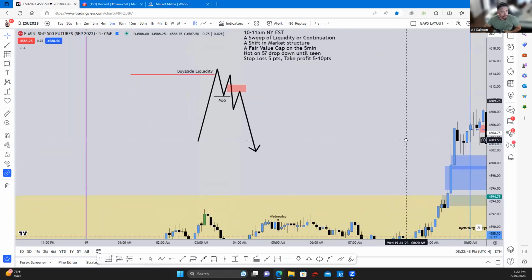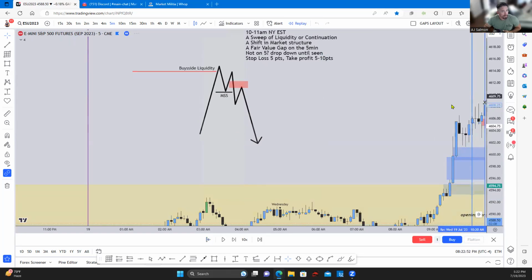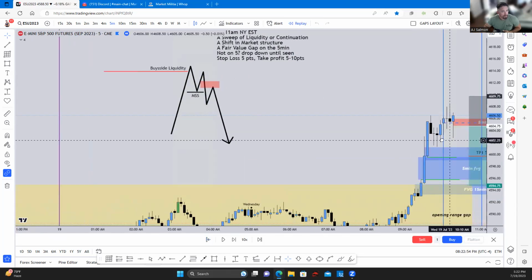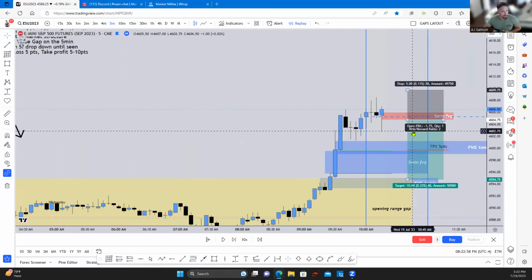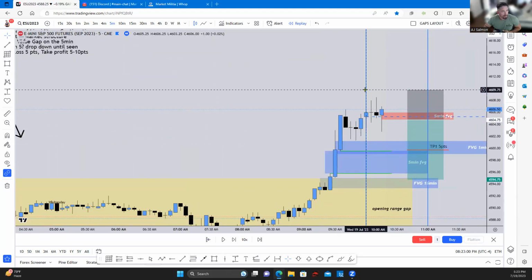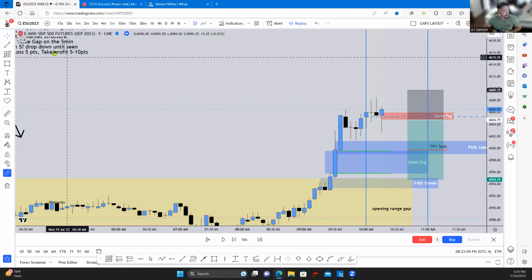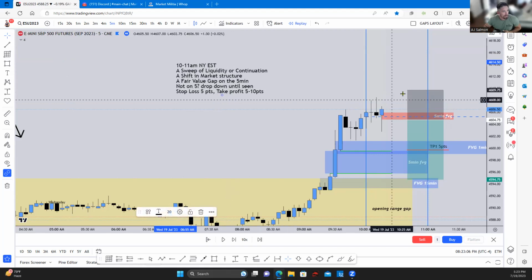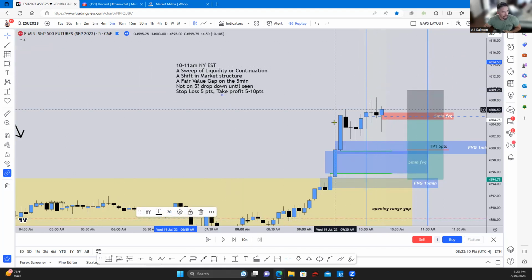We are going to hit the replay button here. So here we have delineated our 10 to 11 a.m. New York Eastern Standard Time. So here's our rules. This is our hour window, right? We're on the 5-minute.